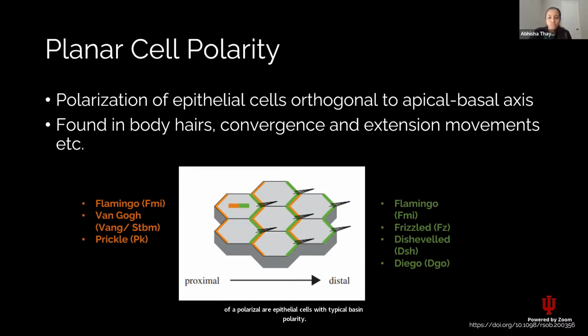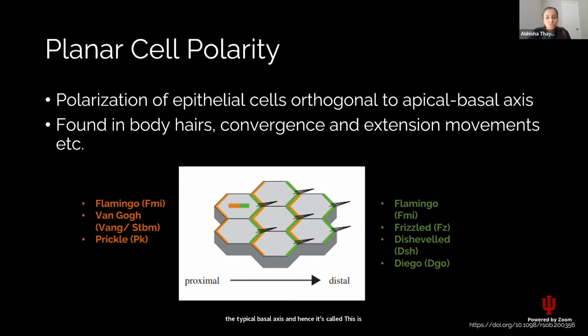of the body or the lumen of internal cavities, and the basal membrane orienting away from the lumen or outer body surface. These cells also exhibit something called planar cell polarity, where specific proteins called PCP proteins localize to apical junctions and distribute themselves asymmetrically to the opposite poles of a cell. This polarization of epithelial cells is orthogonal to the apical basal axis, and hence it's called planar cell polarity.